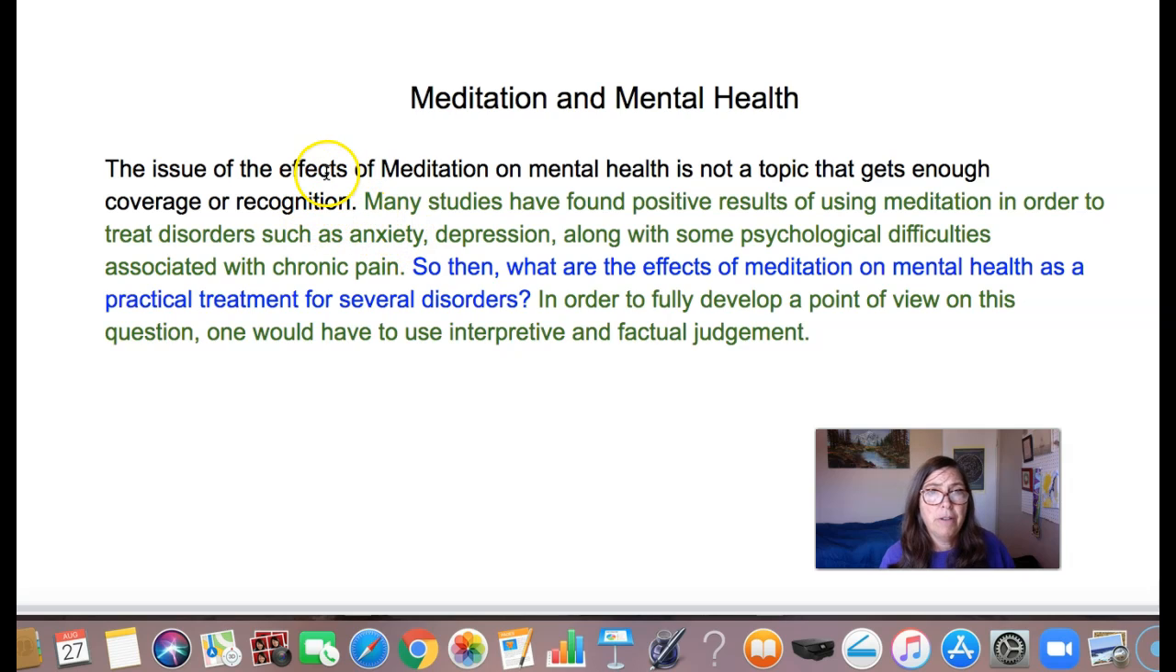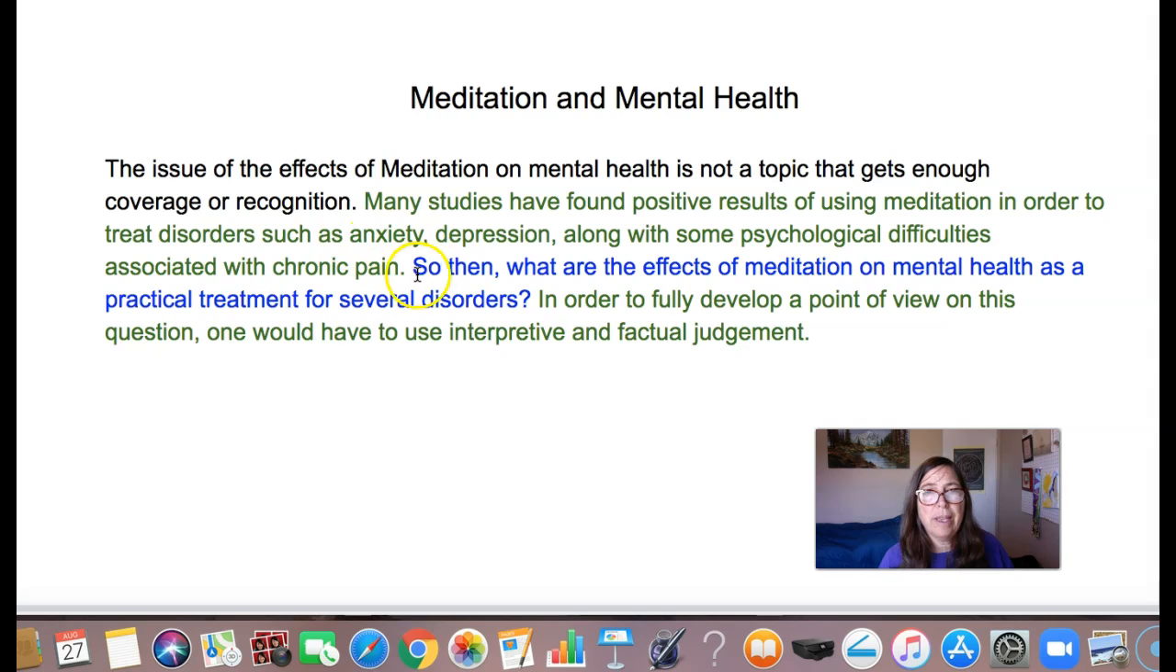The issue of the effects of meditation on mental health is not a topic that gets enough coverage. And then she has a little bit of development of that idea. Many studies have found positive results. And then she has built into the inquiry question, so then what are the effects of meditation? So that particular technique is okay, but in doing that, she lost some of the examples that she could have put in and a summary.